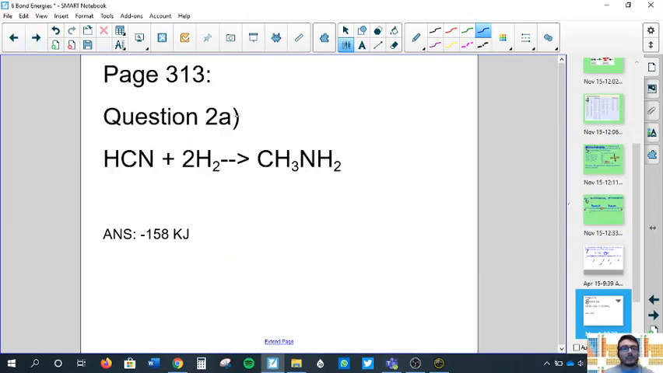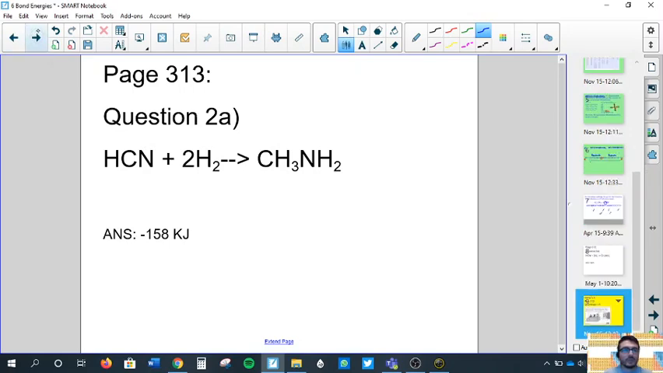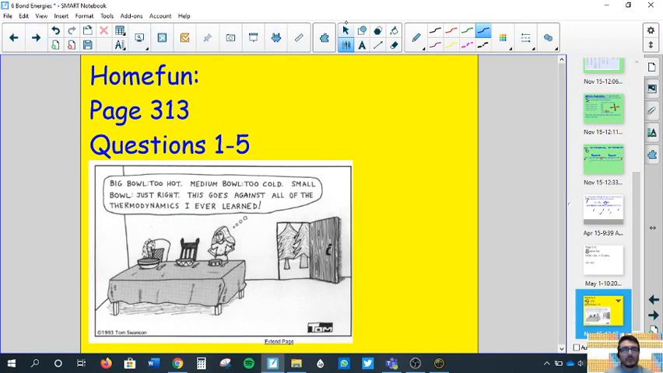I believe question 2A from page 313 in your textbook actually gives you an answer of negative 158 kilojoules. It's a good question to do. Give this a try. Ask any questions. I will post videos going over your questions from your textbook or from worksheets. Page 313 is your homework, questions 1 to 5. I usually end videos right here, but this is a great little comic strip.